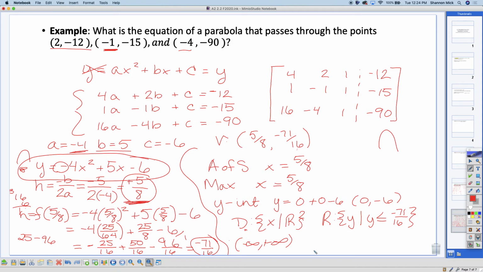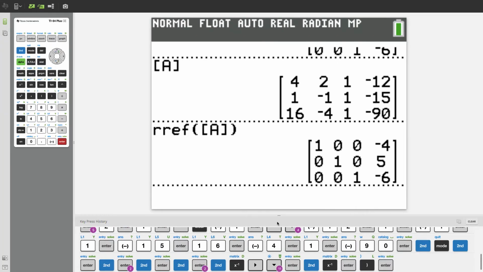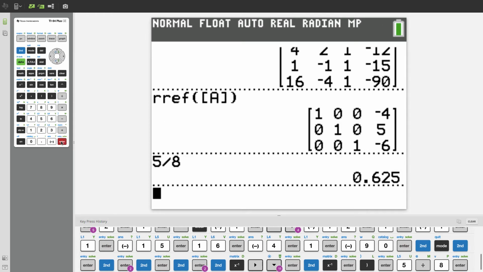Wait, guys, listen to me. I need to know what those decimals are before I go graph it, or it's not going to do me any good. How do I figure out what the decimal for 5/8 is? I just put 5 divided by 8 in my calculator, which is 0.625. You might want to write that on your paper.